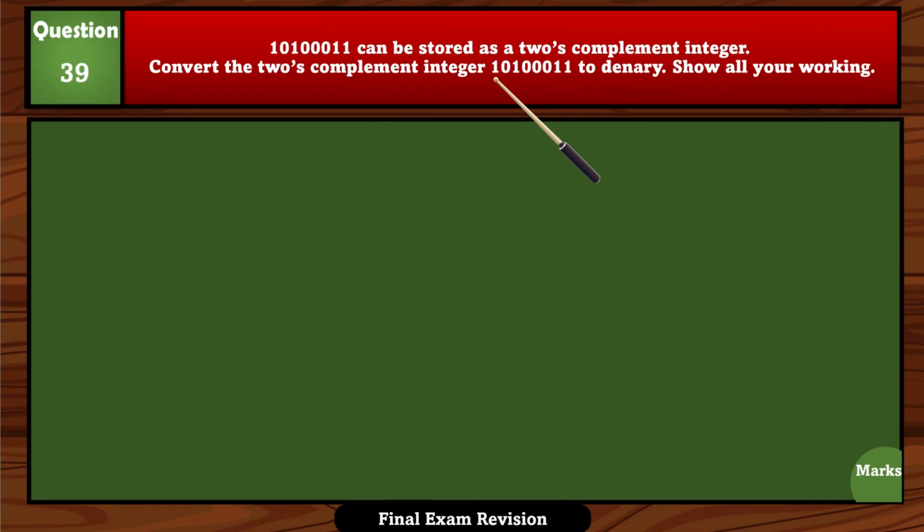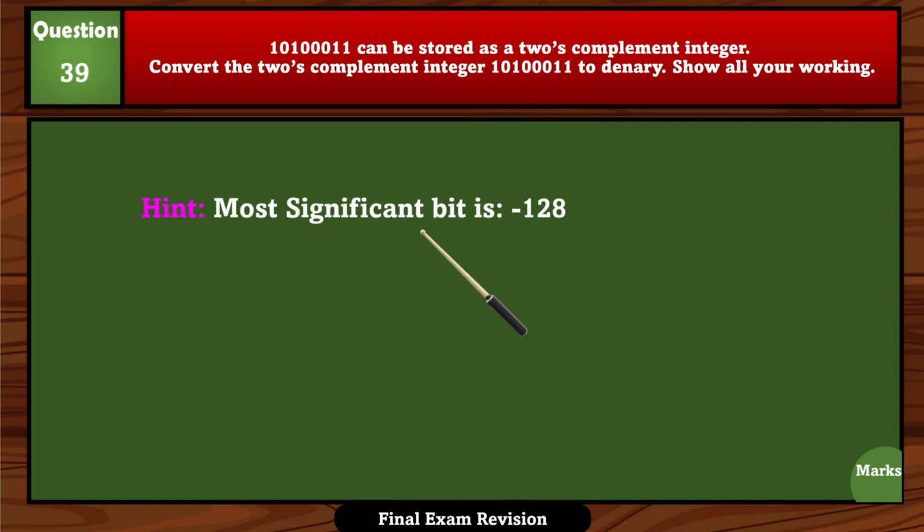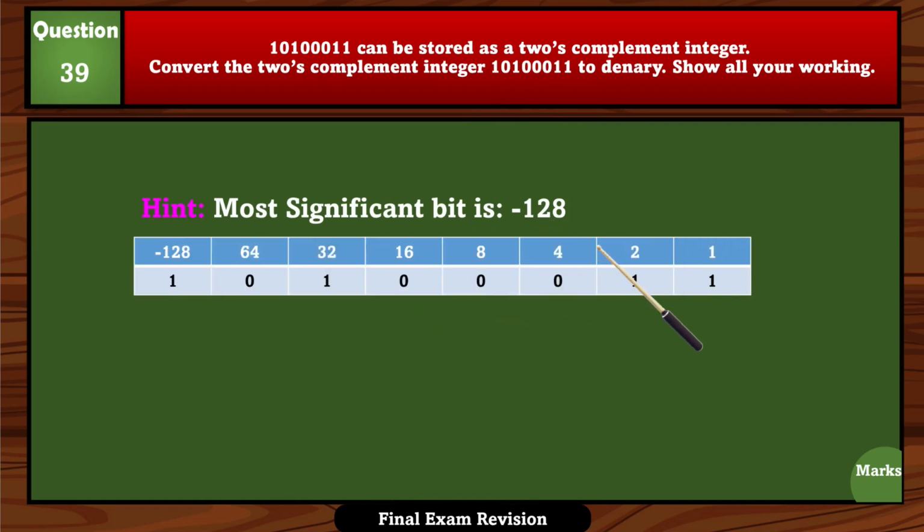So now we need to convert this number, which is in two's complement, to a binary number. Okay, so now we know it's a two's complement number. So the last bit, or most significant bit, is called the sign bit. And this is the sign bit, so 1 is our sign bit. In this case, the most significant bit is minus 128. So let's add the numbers together. We have the powers of 2, and the last power is minus 128.